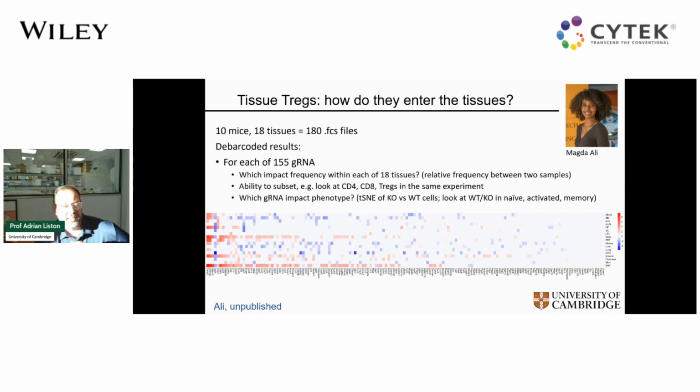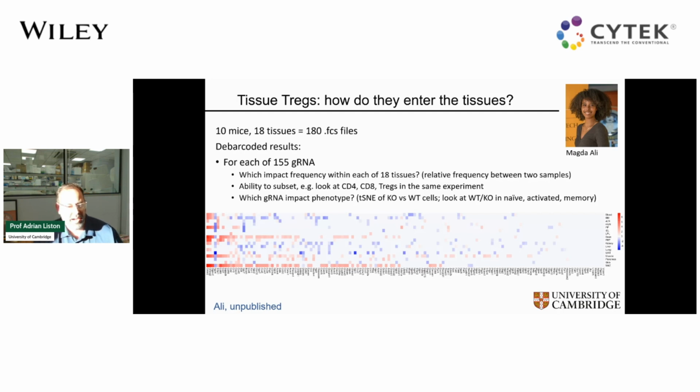And we can ask things like, does knocking out a particular gene change the phenotype? We can do a t-SNE of the knockout or wild type cells. We can look at the ratio of wild type to knockout barcodes in naive cells or activated cells or memory cells. And we can do all of this analysis from the same experiment because it's all based on flow cytometry. So this is a heat map looking at 150 different genes, what impact each of those genes has got on regulatory T cells entering each of the different tissues.